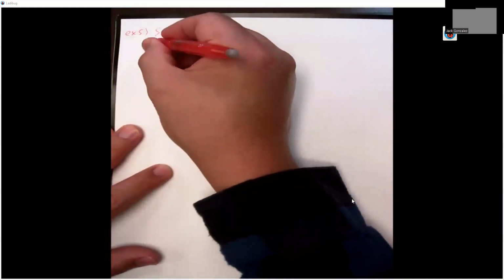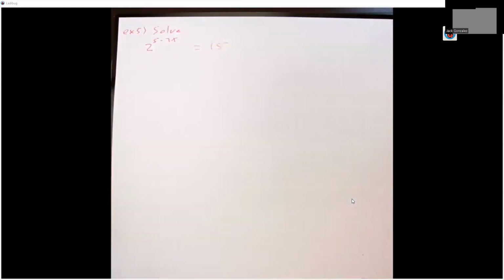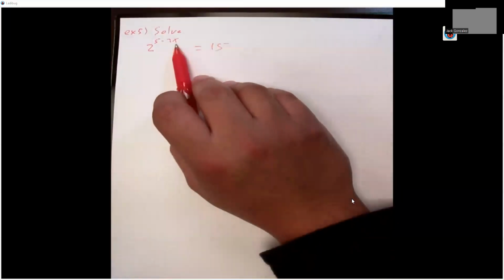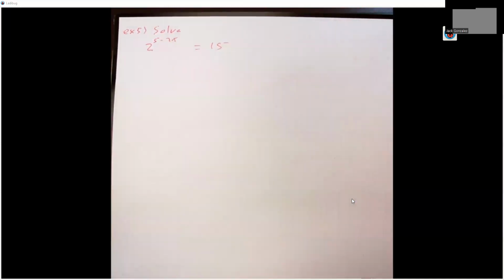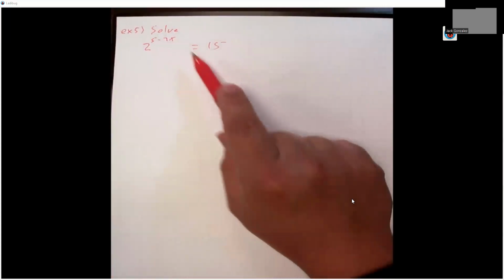So if you see equal signs, that should be a hint that you're solving something. When you have an equation, I should say, solving for something specific. We want to know what x is. So in order to solve for x, we have to bring that power down, which we need the property of logs for, right? 2 to the 5 minus 7x equals 15.